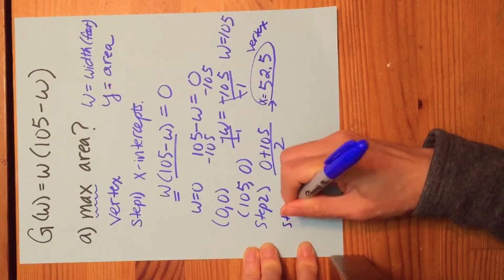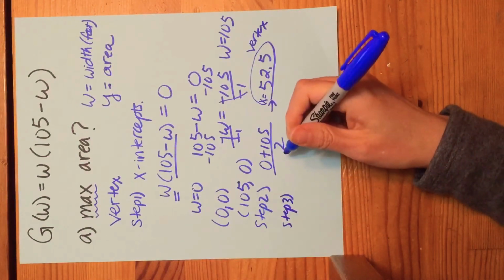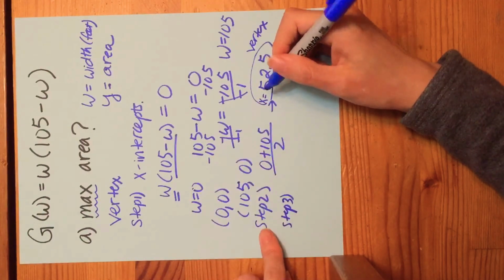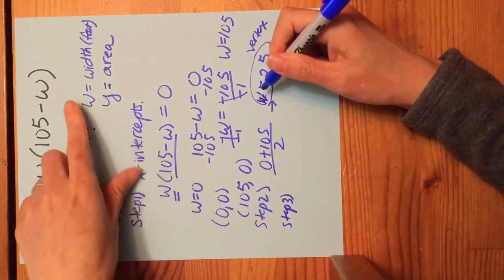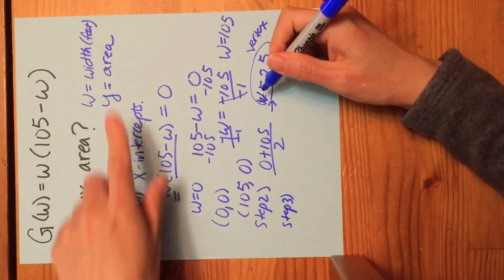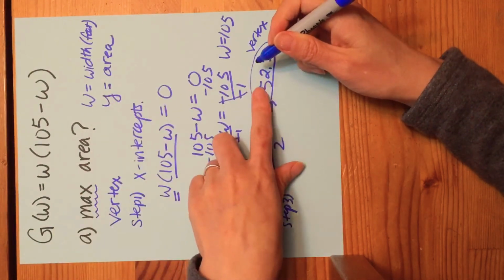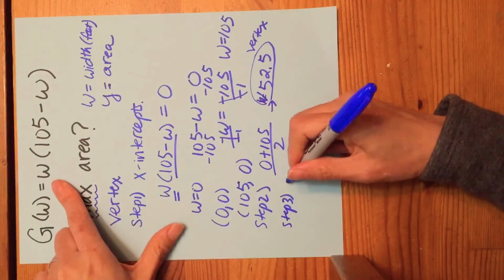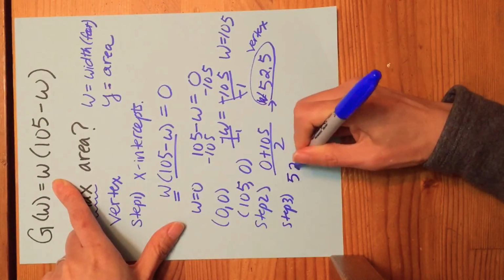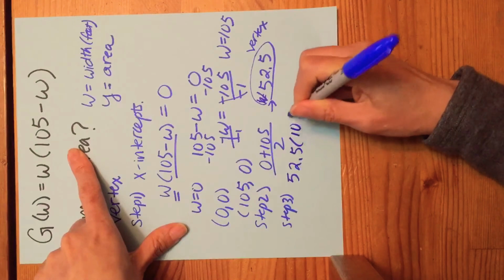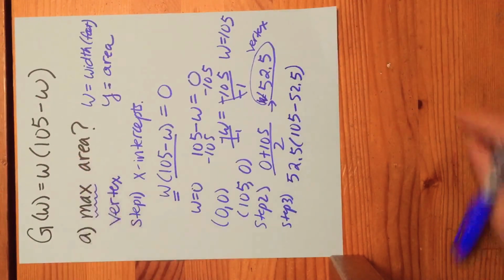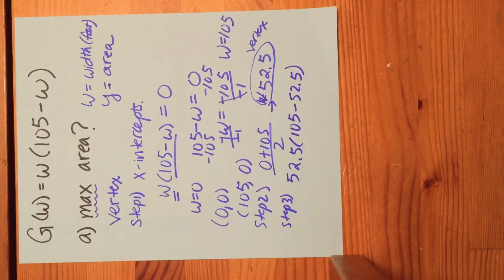Step 3, they don't want the x value, or the W value, excuse me. I call that W because that's the width. They're asking for the maximum area. So I'm going to plug this in for the vertex and find out what the area is at 52.5. So I'm going to go back to the original problem. W is 52.5. Then quantity 105 minus 52.5. I'm going to do this on a calculator.